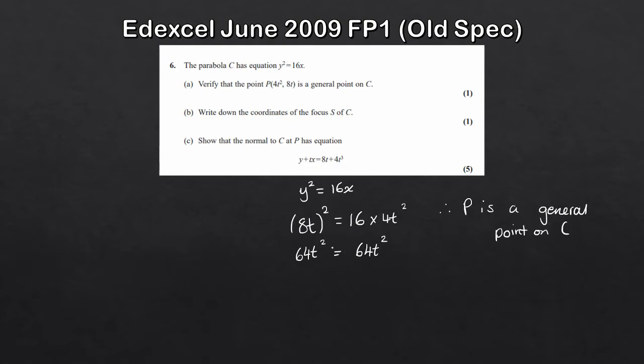On C, nice and easy, just for 1 mark there. Okay, so that was part A. Part B, if we just do it over here, we've got plenty of room. We just want to write down the coordinates of the focus S of C.